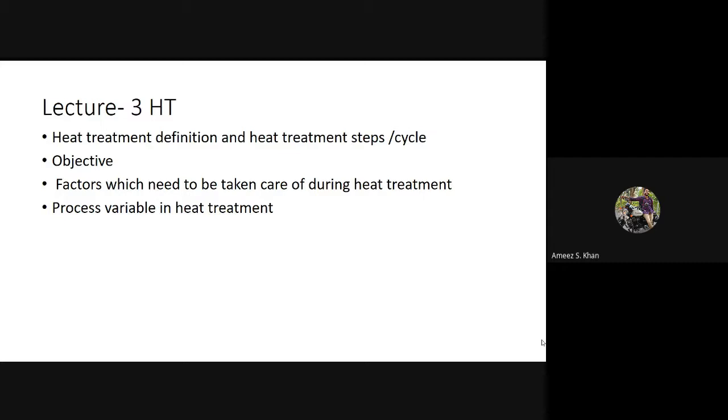Today is lecture number 3 of this heat treatment class, and today's topic is heat treatment definition, heat treatment steps, the factors which affect heat treatment, process variables in heat treatment, and the objectives of heat treatment. Why we do heat treatment. This topic is an introduction part, and it is obviously a very important topic because before moving into various kinds of heat treatment, you should know the starting part, that is introduction to heat treatment.